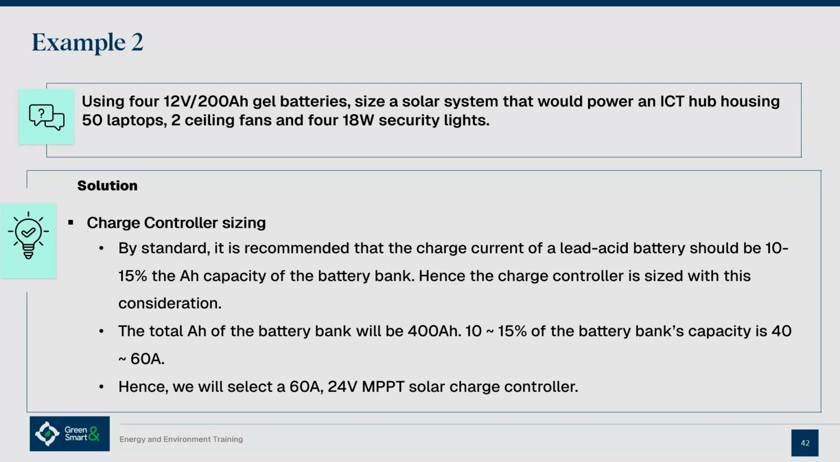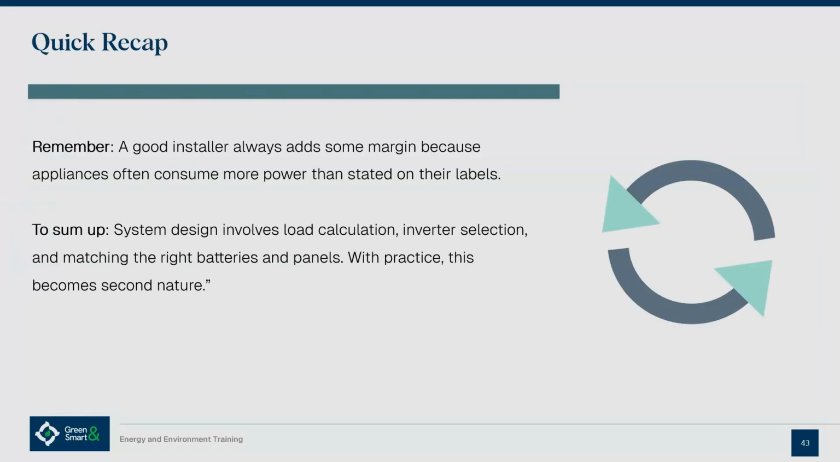When sizing the charge controller, we take into consideration the charge current of the lead-acid battery, which is calculated as 60 amps. Therefore, considering the charge current and voltage of the battery and inverter, we will select a 60 amp, 24-volt MPPT solar charge controller.